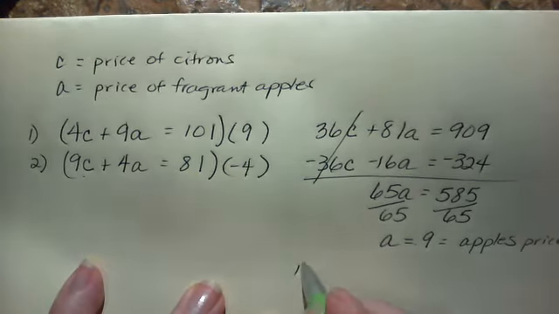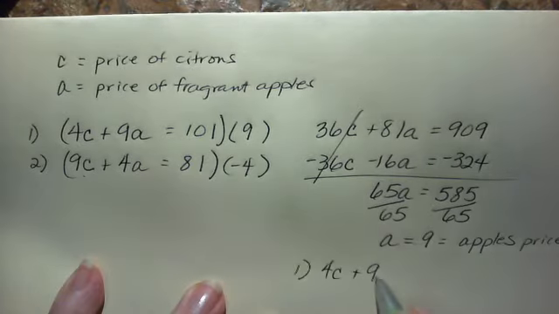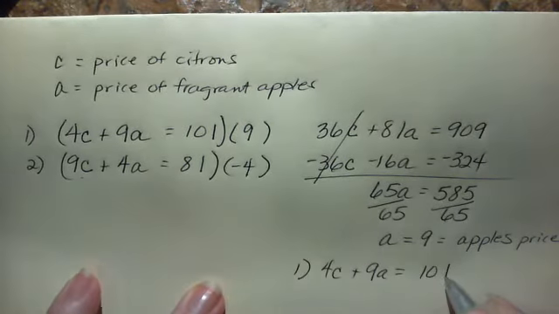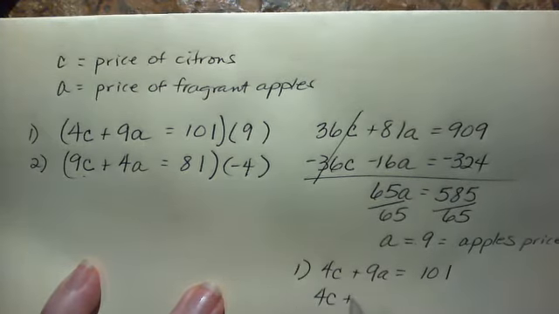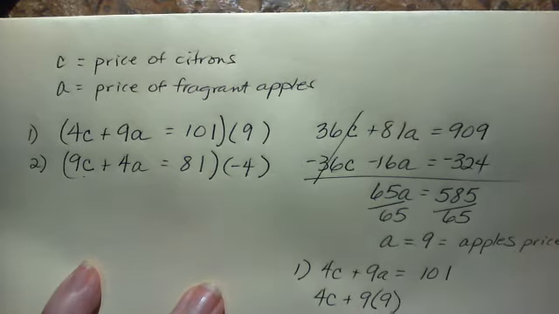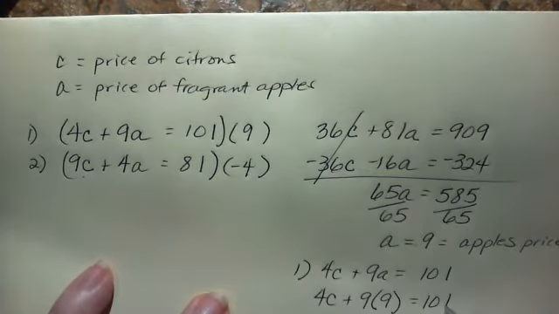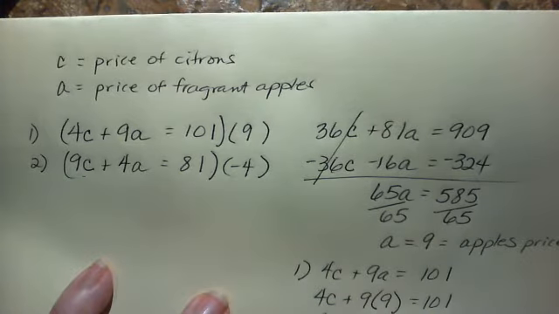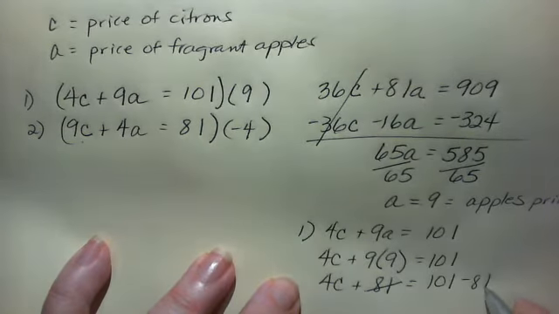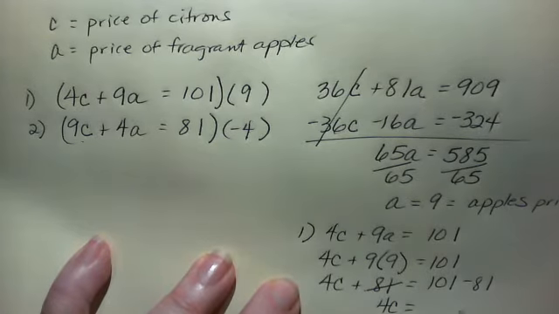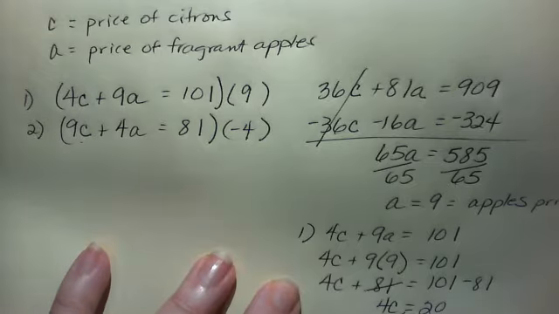Alright, so let's just take equation 1. 4c plus 9a is equal to 101. And we should be able to substitute the value 9 for a. So 4c plus 9, substitute 9 for a, is equal to 101. That gives us 4c plus 81 is equal to 101. And now I'd like to subtract 81 from both sides. And that gives me 4c is equal to 20. Divide both sides by 4. And that gives me c is equal to 5.